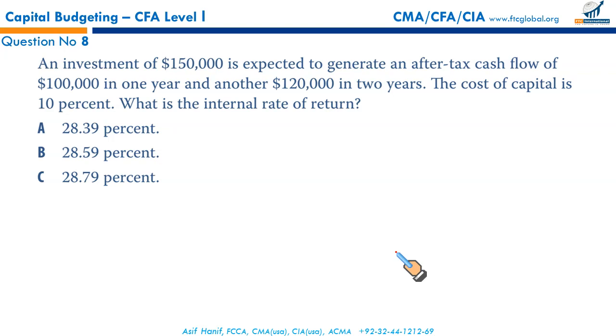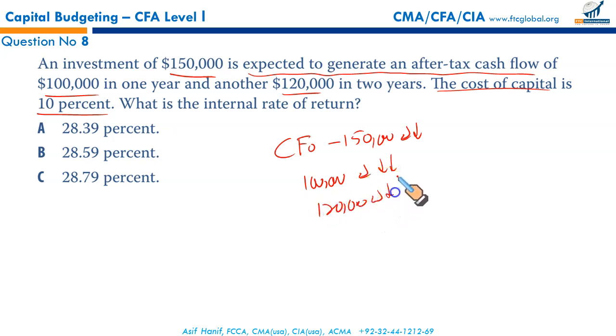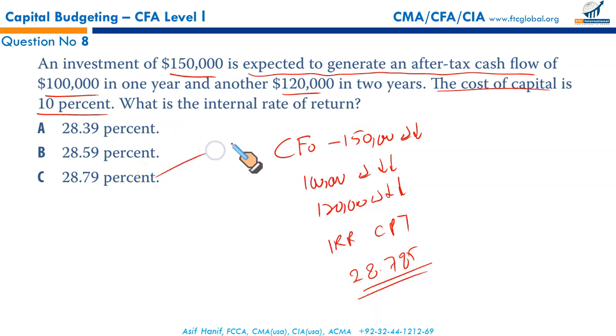Next. An investment of $150,000 is expected to generate an after-tax cash flow of $100,000 in year 1, 120 in year 2. The cost of capital is 10%. What is the internal rate of return? Simply enter CF0, negative 150, enter down arrow key, then $100,000 positive, enter down arrow key, then 120,000, enter down arrow key, and then simply press IRR and press CPT, and you'll get your result 28.785. And that perfectly matches with your option C.